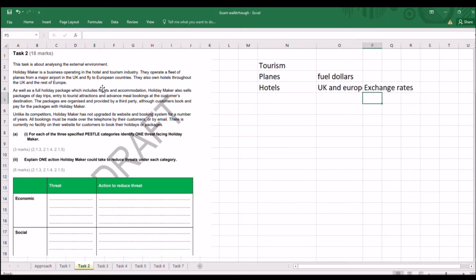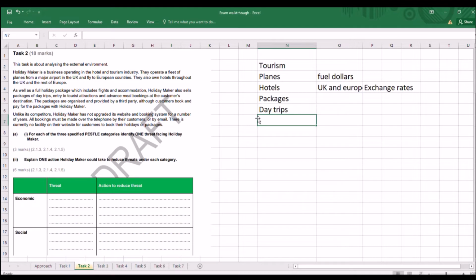Okay, so we're selling a product, these hotels and flights, in pounds, and we're paying for fuel in dollars and any costs aboard in euros, as well as the holiday packaging. So we have packages, flights and accommodation. Holidaymaker also serves packages of day trips. Okay, we've got day trips that we sell as well: entry to tourist attractions and advance meal tickets. That kind of thing there.